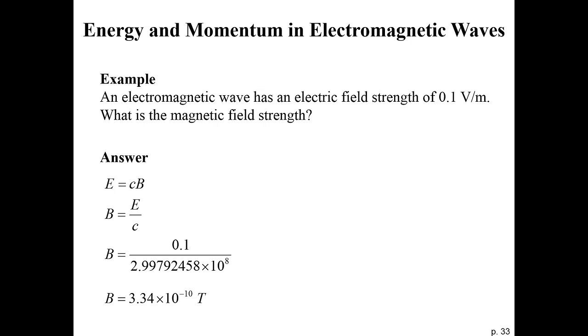So remember, if we have the electric field, we can find the magnetic field. If we have the magnetic field, we can find the electric field. Also, remember, the intensity is equal to the energy density multiplied by c. So if you have the intensity, you can find the energy density, or vice versa. Okay, you have a couple problems to do here, so good luck with that. And next we'll look at the polarization of light.